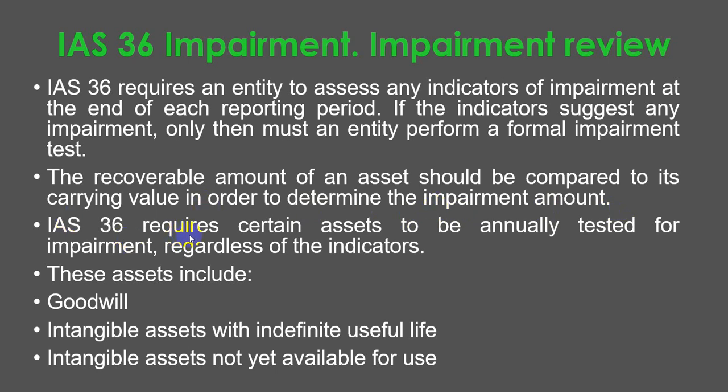IAS 36 requires certain assets to be annually tested for impairment regardless of the indicators. These assets include goodwill, intangible assets with indefinite useful life, and intangible assets not yet available for use.